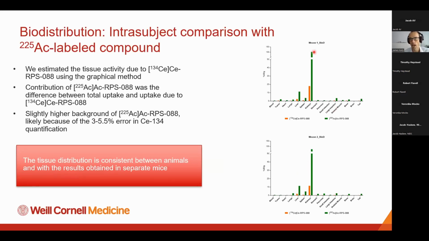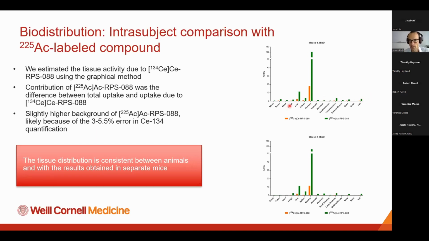And so when we applied this to the biodistribution data, we found that it actually recapitulated our inter-subject results very nicely. So if you recall from a couple of slides back, the kidneys look fairly comparable, but now when we actually separate out the activity, we can see that the contribution of actinium is much higher than cerium. Again, this is consistent with what we saw before.